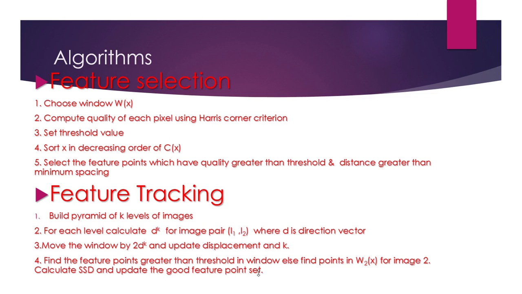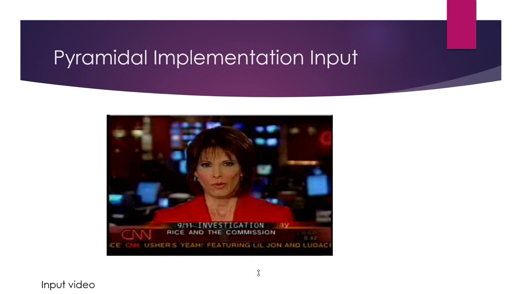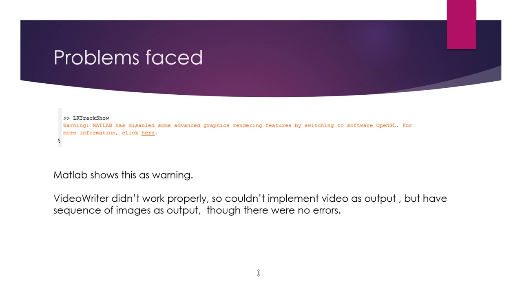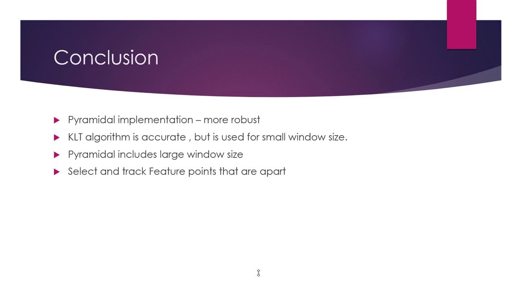As I was discussing, the feature-based approach is definitely more robust. As you can see, it's tracking many feature points over time, and it also considers the far-apart feature points, thus it considers the large window size. The problem I faced is that I wanted to generate the video as an output, but I couldn't. But I did get the sequence of images as the output.